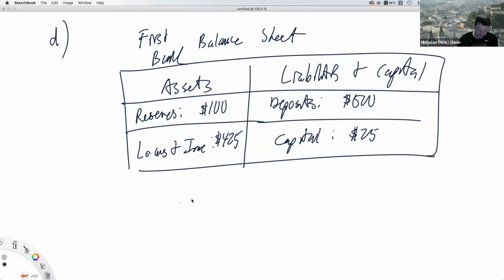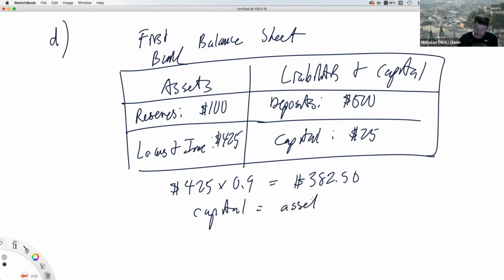All right. Well, the bank's going to lose 10% on the value of their loans and investments. So how much capital will the bank have? You'll take this 425, multiply it by 0.9, and what you'll get is $382.50. So now we can calculate capital, just assets minus liabilities. Total assets are $482.50, because the loans and investments are $382.50 and reserves are $100.